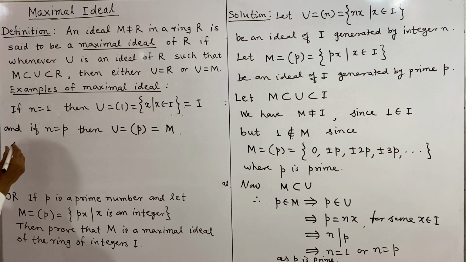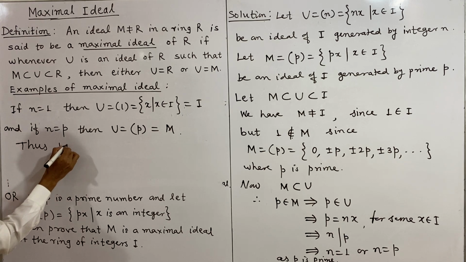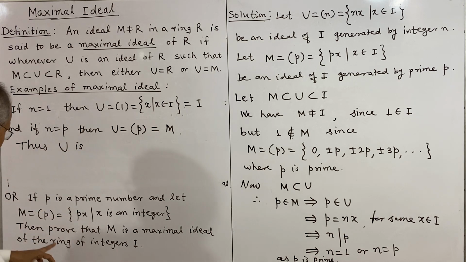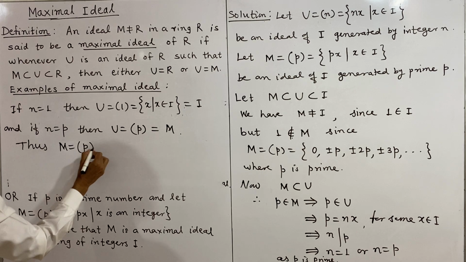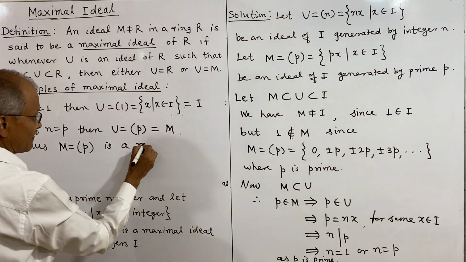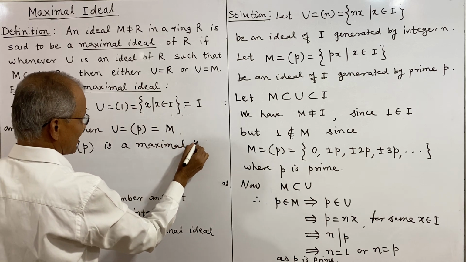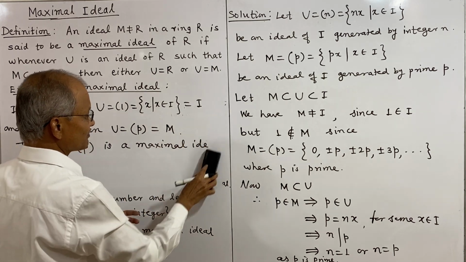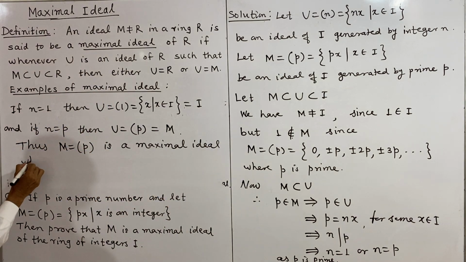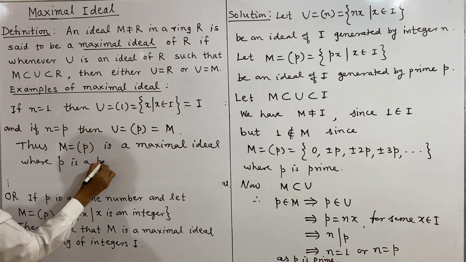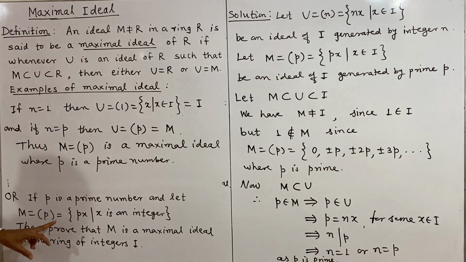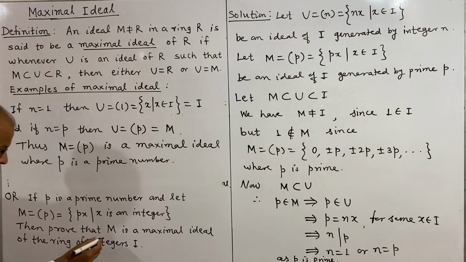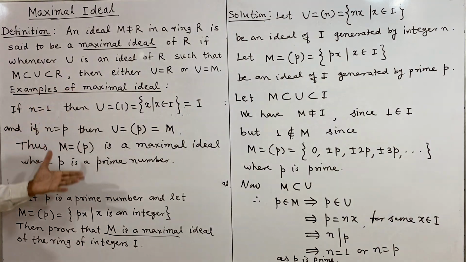Therefore either of these shows that, not u but m, thus m generated by p is a maximal ideal, where p is a prime number. And this is what we wanted to show. If p is prime, then m is a maximal ideal. According to the definition, we have proved it.